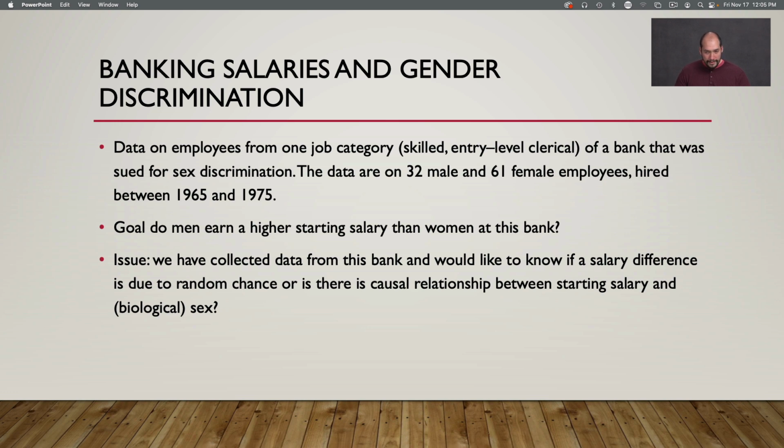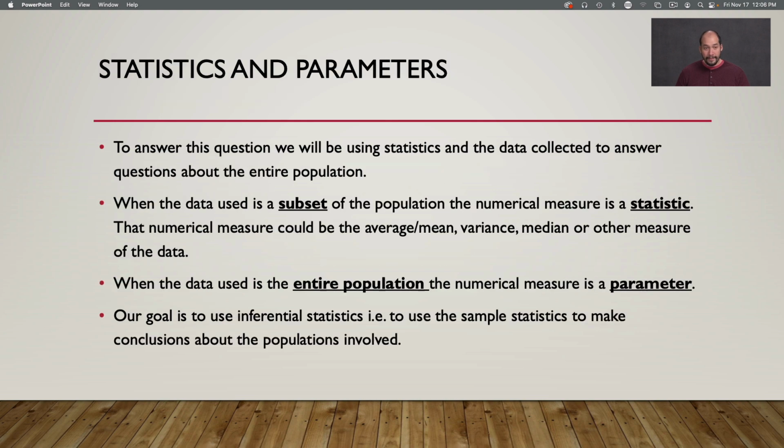The role of statistics here is to determine if the salary difference is due to random chance, or if there is a causal relationship between salary and biological sex, and we'll use data to assess this claim. Our goal is to use inferential statistics to evaluate this claim.